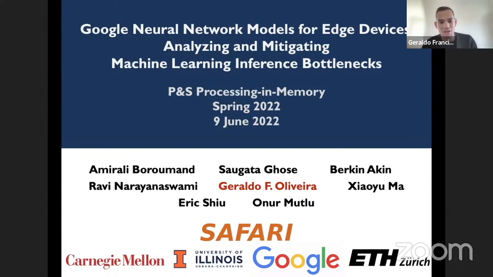So today we are going to talk about machine learning, and particularly this paper was published in PACT last year and was led by Oliveira, who is now at Google. He did his work while he and I were at Google doing an internship. And the title of the paper is Google Neural Network Models for Edge Devices: Analyzing and Mitigating Machine Learning Inference Bottlenecks.